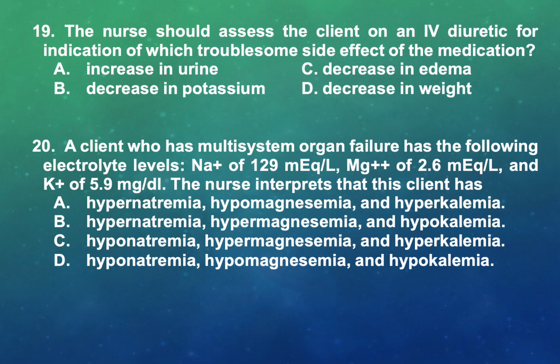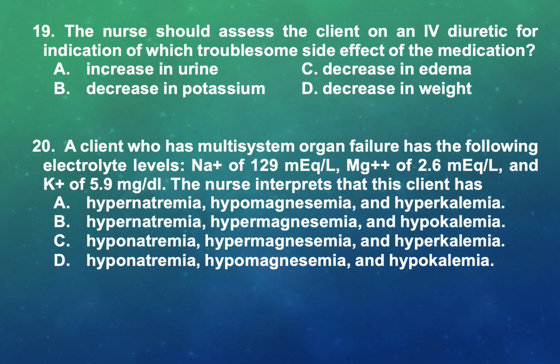19. The nurse should assess the client on an IV diuretic for indication of which troublesome side effect of the medication. 19, answer Bravo. Of course, loop diuretics such as furosemide and thiazide diuretics promote the excretion of water and sodium from the kidneys, but they also cause significant wasting of potassium in the distal tubule. A decrease in serum potassium, hypokalemia, is a dangerous side effect that can cause lethal cardiac dysrhythmias, muscle weakness, and at the same time, ileus.